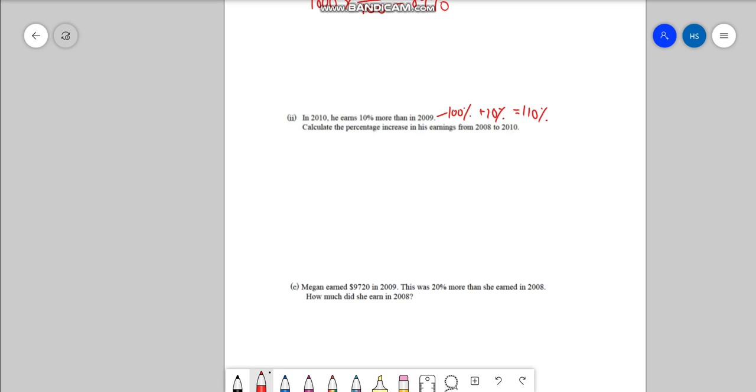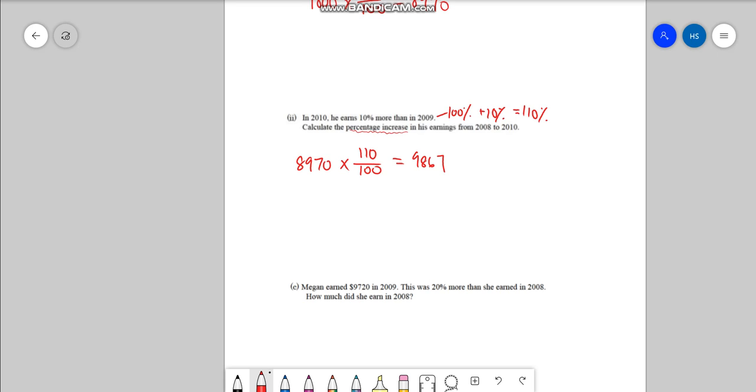Okay, so the value in 2009 should be 8970. Multiply with the new percentage, 110 out of 100. So the value should be $9867. Okay, so you see this percentage increase.